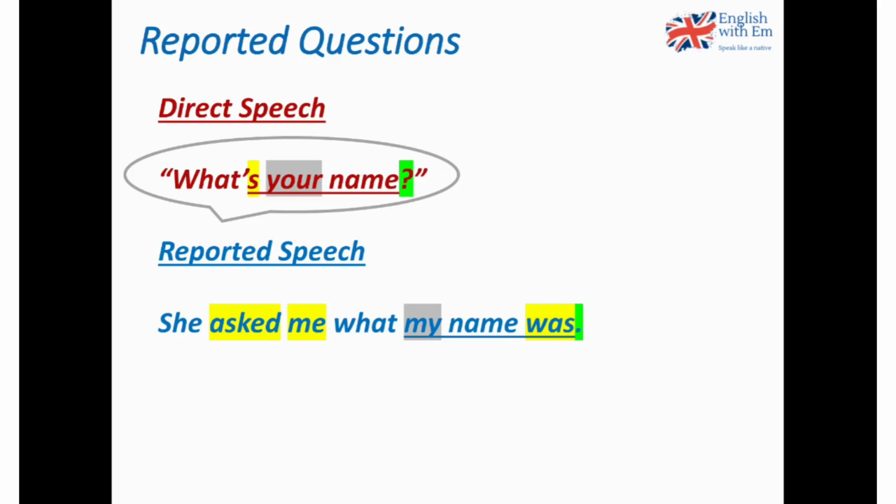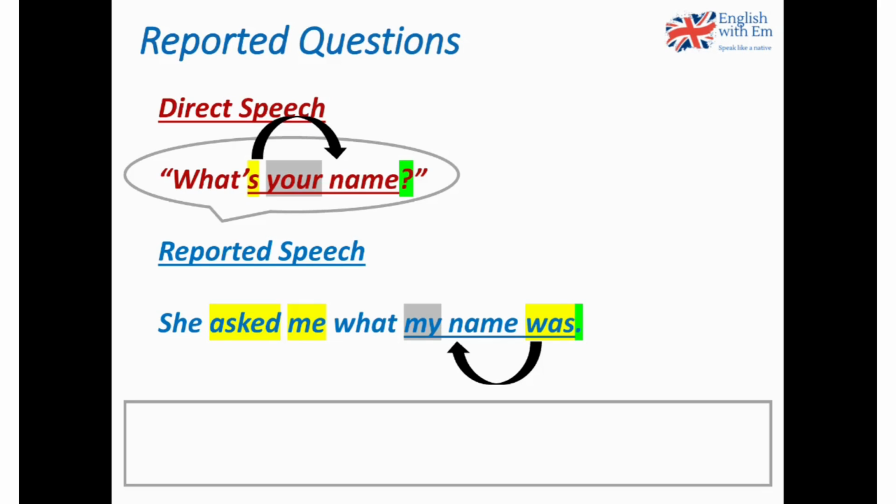Now, there's also in the question form this difference. In the direct speech, we say, is your name? We have the auxiliary verb and then the subject. But in the reported speech, my name was. So we reverse the position of the auxiliary verb and the subject. In a way, this makes it simpler because a reported question isn't reported using question structure. It's reported using the structure of a normal phrase.